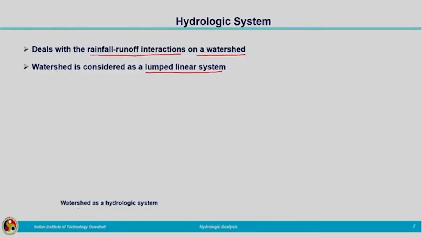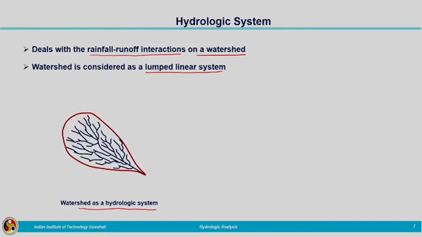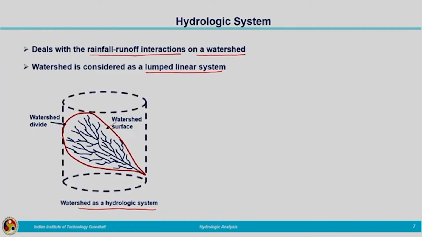Now we can look at a watershed as a hydrologic system schematically. This is a watershed. What a watershed is, you know already. This red line represents the watershed divide line, and we have the watershed surface. If we consider the watershed as a system, this can be considered the system boundary. The watershed experiences a precipitation represented by IT, and we have an outflow at the outlet, represented by the stream flow QT. This is the schematic representation of a hydrologic system, and the example considered here is a catchment.